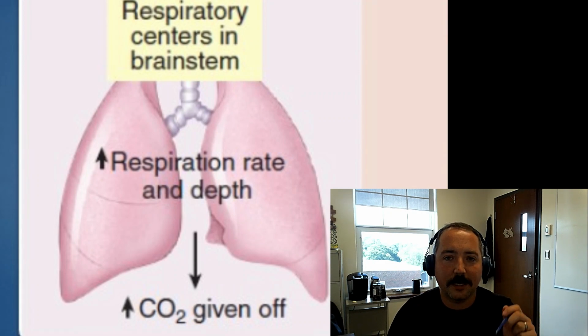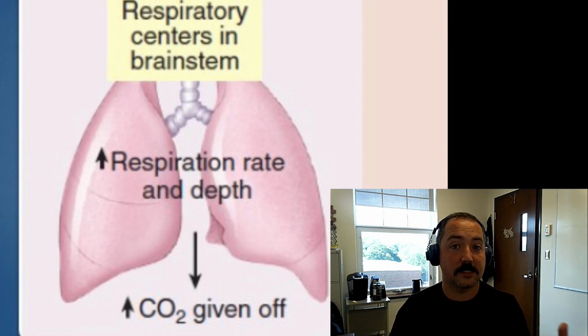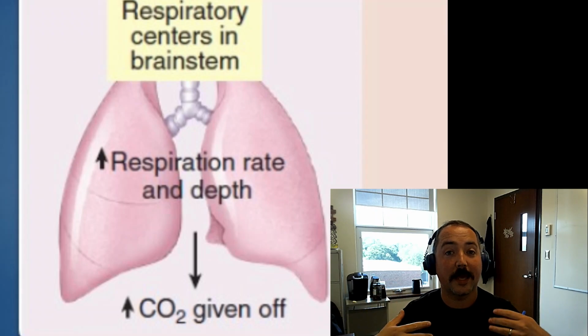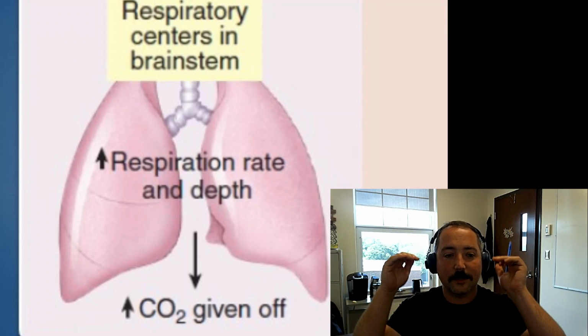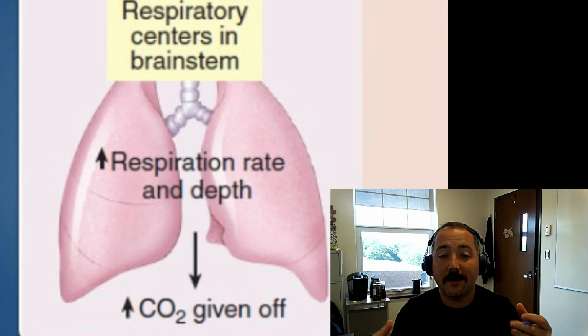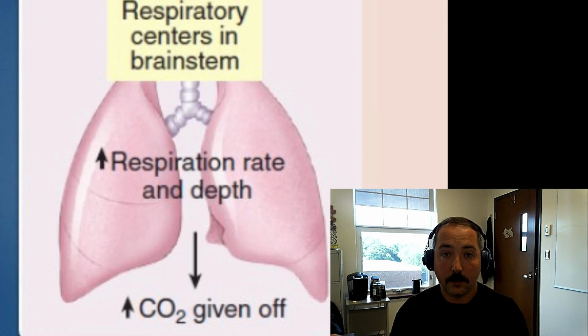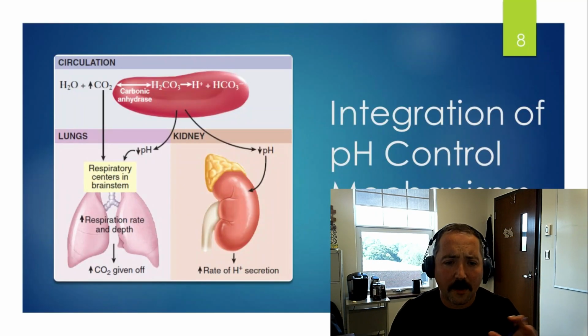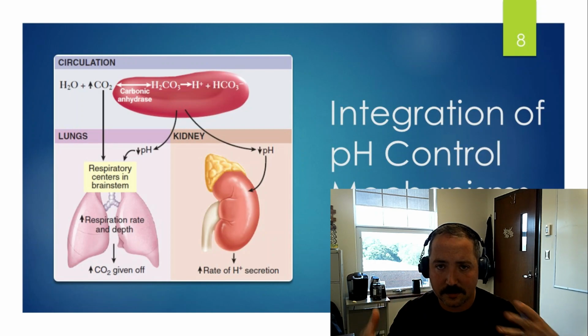Now, it's kind of tricky to make your cells metabolize faster. We don't really have a lot of control over that, but we can change how quickly you get rid of the CO2. If we hold our breath and stop exhaling, the amount of CO2 in our blood is going to increase until we exhale. By increasing the amount of CO2 in our blood, it can mix with water and then make more carbonic acid. If we exhale a lot, say we start hyperventilating, then we'll blow off the CO2, and that'll cause the carbonic acid levels to decrease.